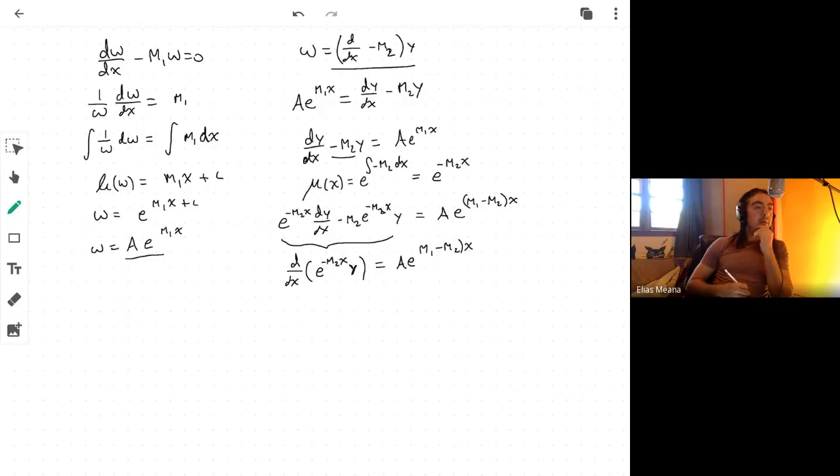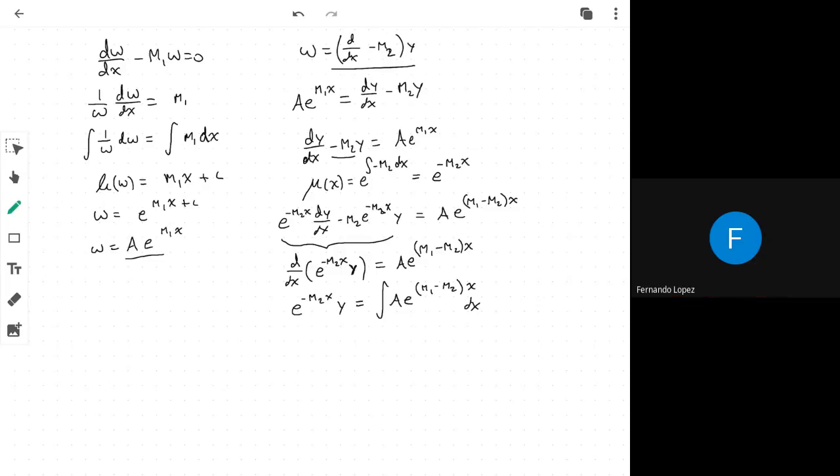Okay, and so now we're prepared to take the integral of both sides. The left-hand side is trivial. It just gives us e to the minus m2x times y. And the right-hand side, I'll write the integral out: the integral of a e to the m1 minus m2 x dx. So what is the integral of a e to the m1 minus m2x? It's a divided by m1 minus m2 times e to the power of m1 minus m2x.